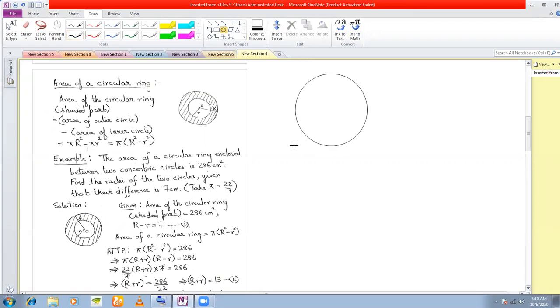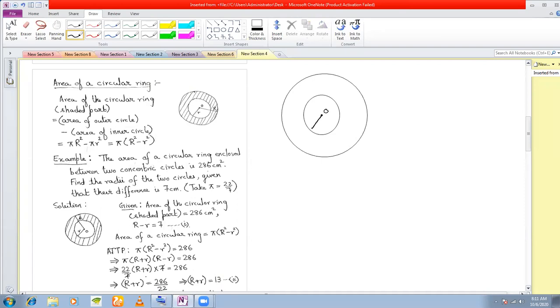Now, what do you mean by circular ring? A circular ring consists of two concentric circles. What does concentric circles mean? Concentric circles means two circles that have the same center. Suppose you have this circle and you have another circle like this. These two circles have the same center. So a circular ring consists of two circles having the same center.